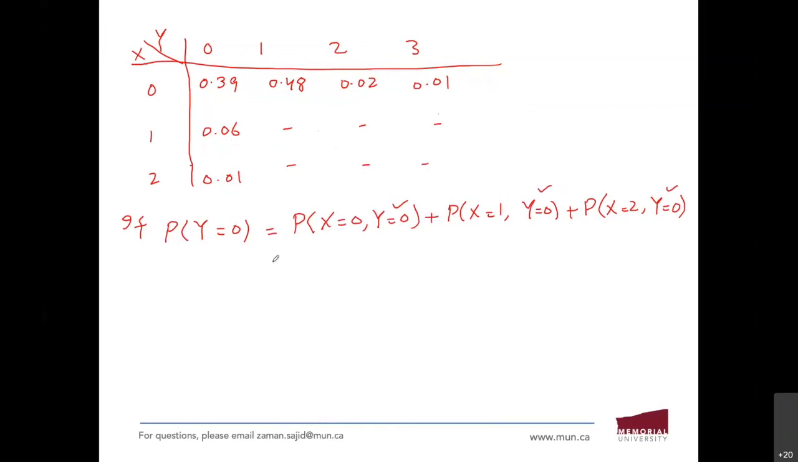So let's come to this table. This value means x at 0 and y at 0, which is 0.39. So it will be 0.39 plus, at x equal to 1 and y equal to 0, 0.06, plus this value at x equal to 2 and y equal to 0, which is 0.01. So that's what your answer is, 0.46.